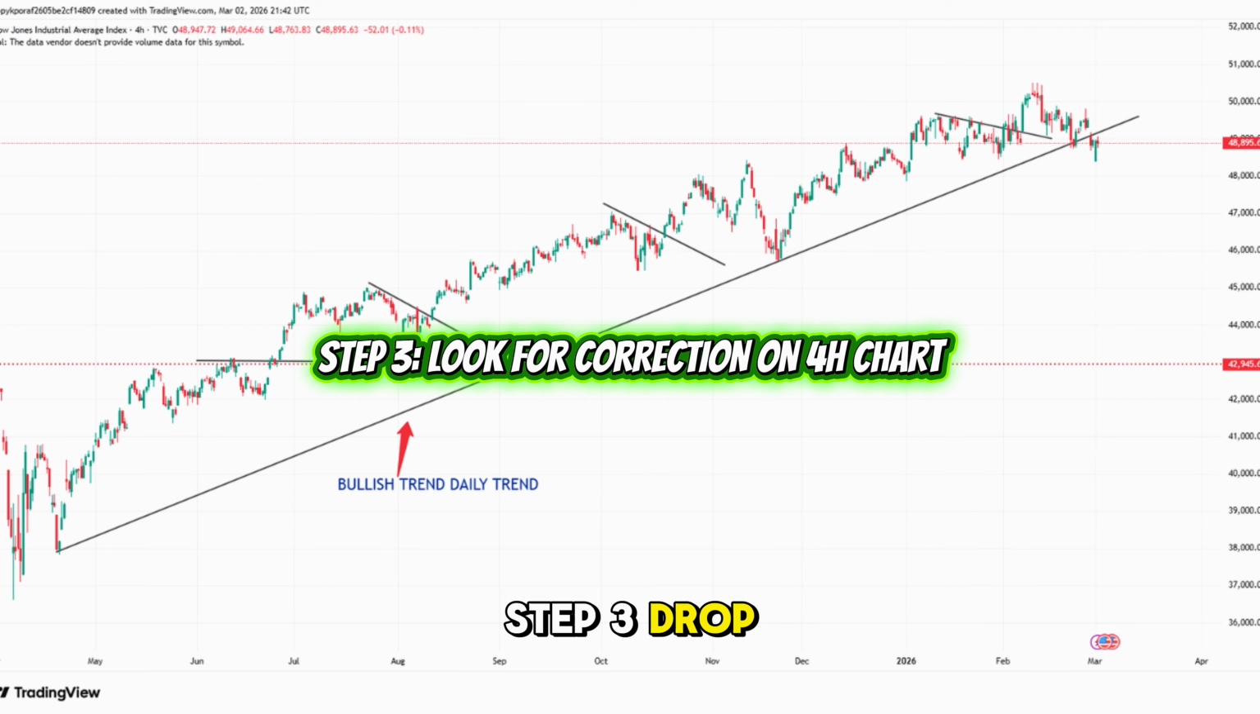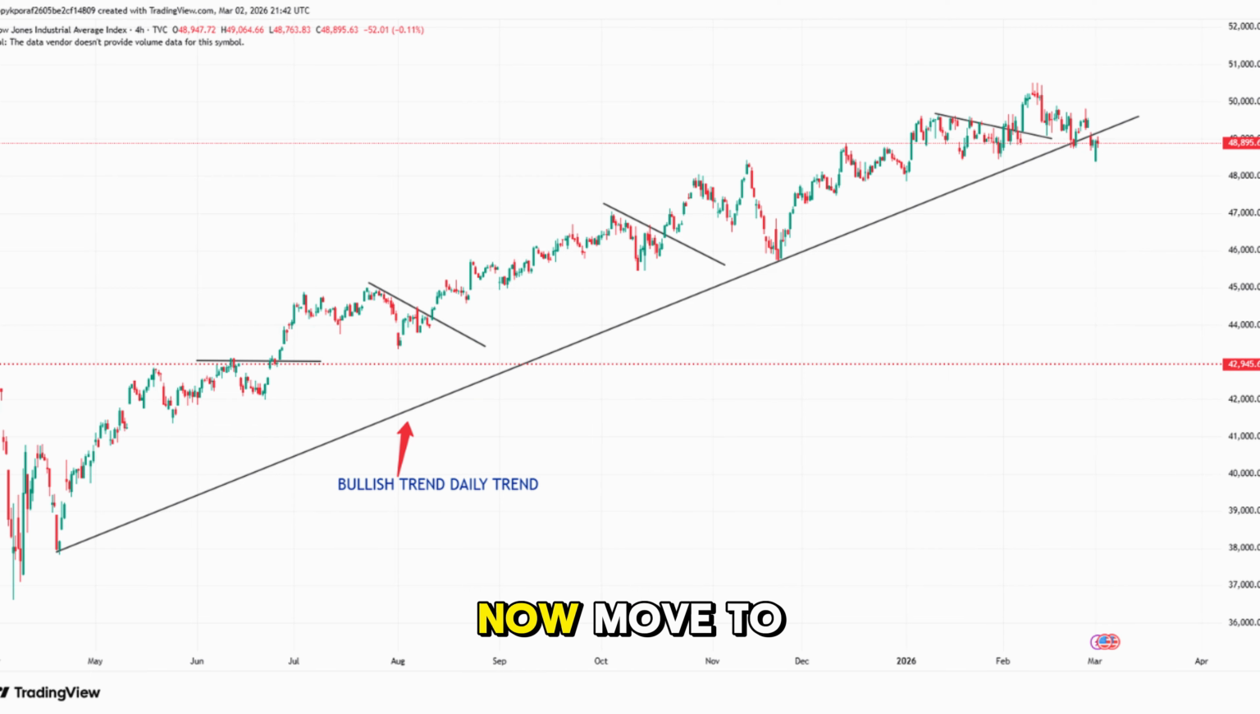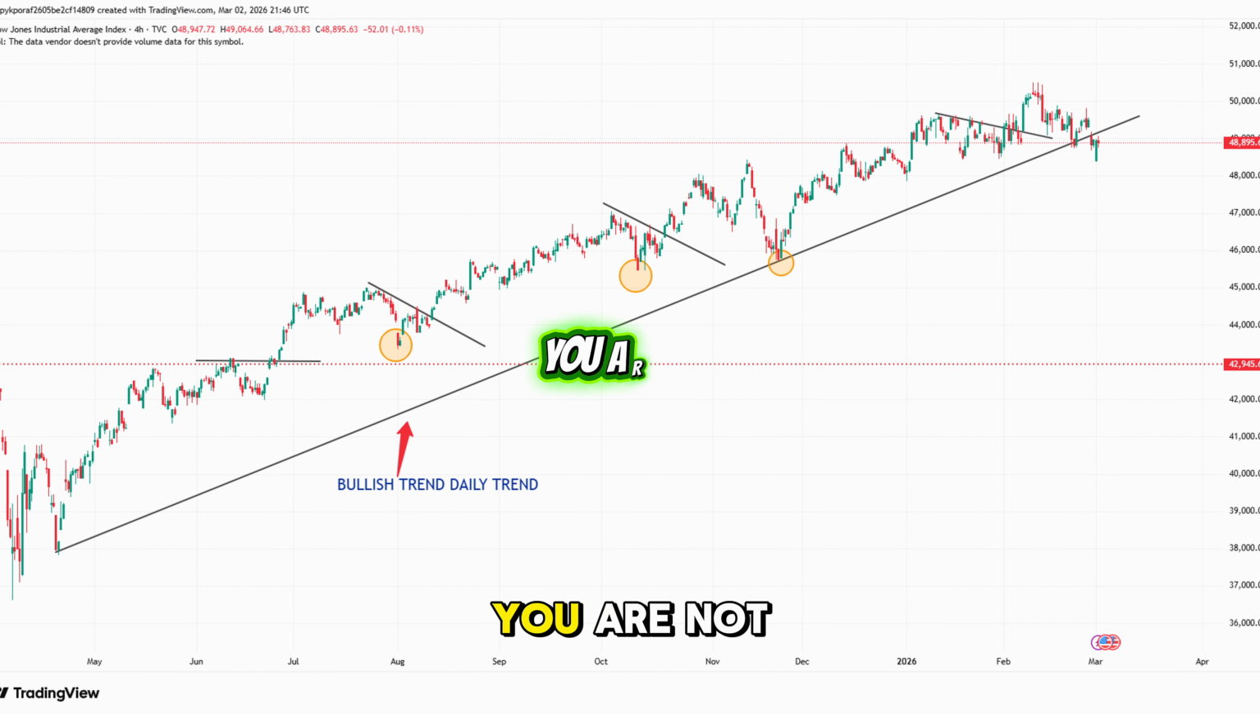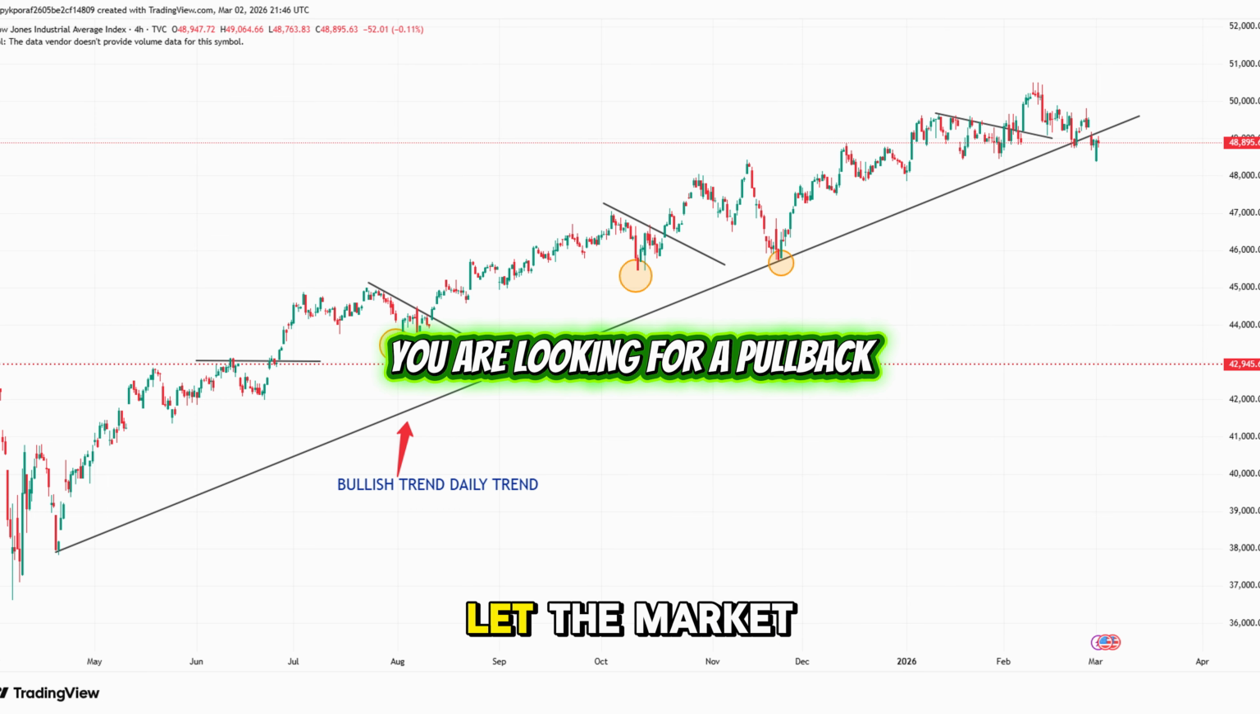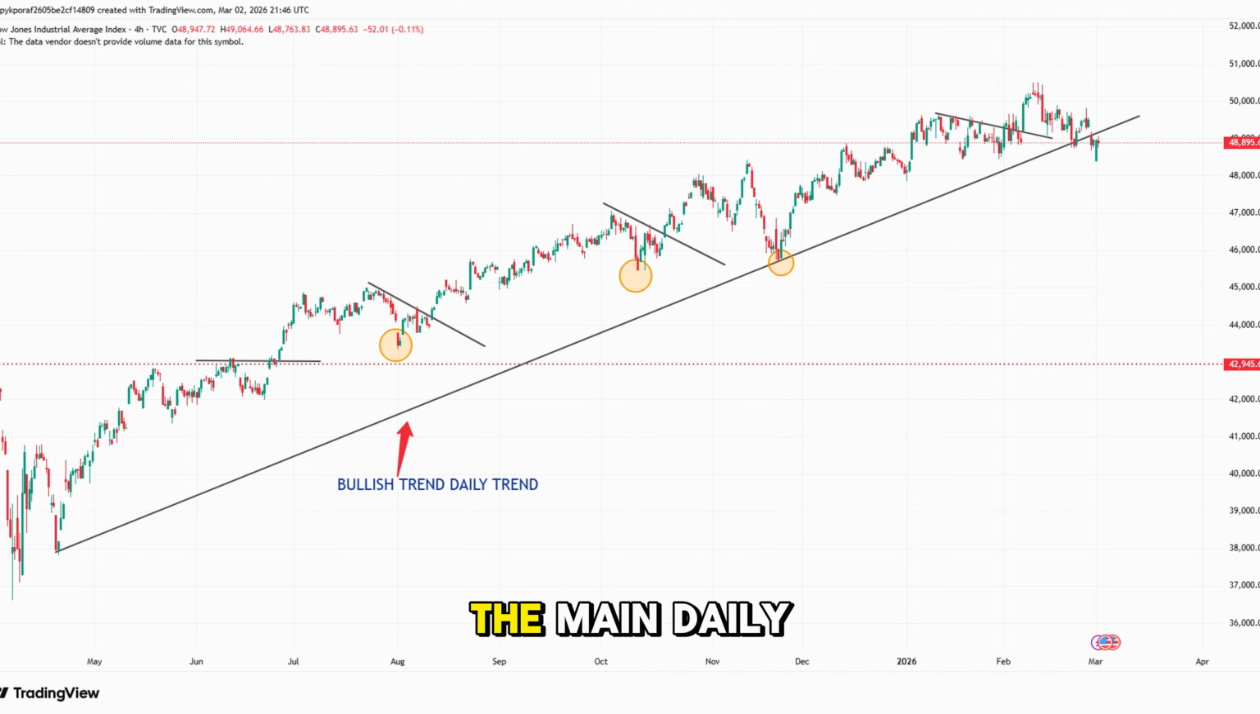Step 3. Drop to the 4-hour chart. Now move to the 4-hour time frame. You are not looking for a new trend. You are looking for a correction. Let the market pull back against the main daily direction. That pullback is where your opportunity lives.